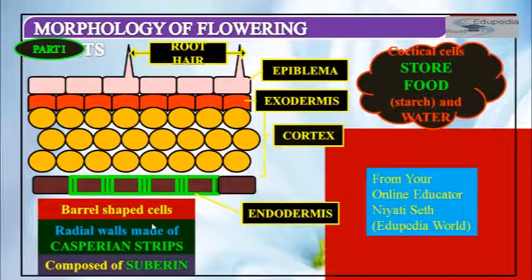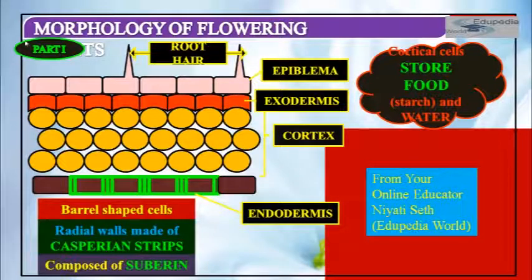Okay, so I hope it is clear to all of you now that we have studied the internal anatomy from out to in. That means the outer layer was the epiblemma, then exodermis, cortex, endodermis. So what we have studied till now is that this is the epiblemma. It is the outermost covering of the root, which is formed by a single layer of compactly arranged barrel-shaped parenchyma cells. The cells are characterized as thin-walled since they are involved in absorption of water. A cuticle and stomata are absent.